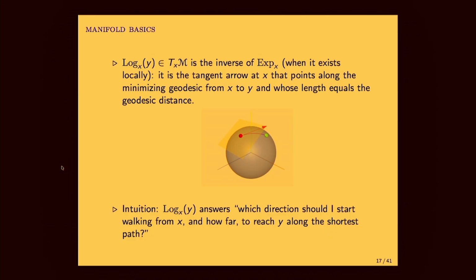And the logarithmic map is an object that lives on the tangent space. Basically, it's the inverse of the exponential map whenever it exists. It answers this question: which direction should I start walking from a particular point, and how far, to reach the point y along the shortest path, right? So it's going to be a vector on the tangent space.